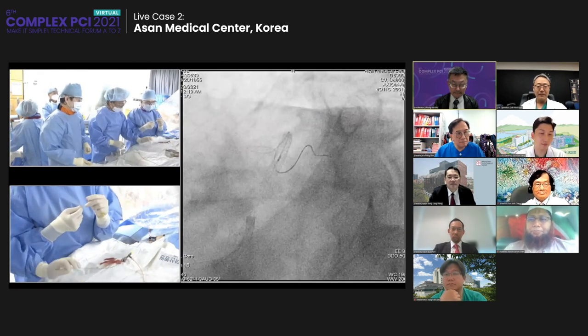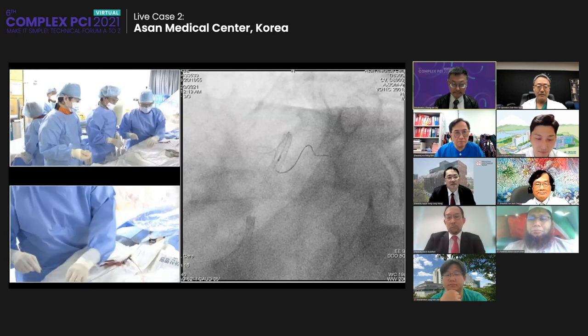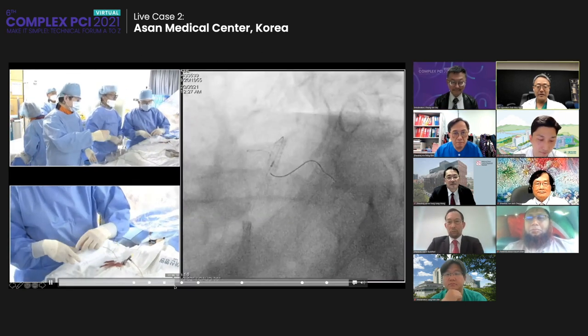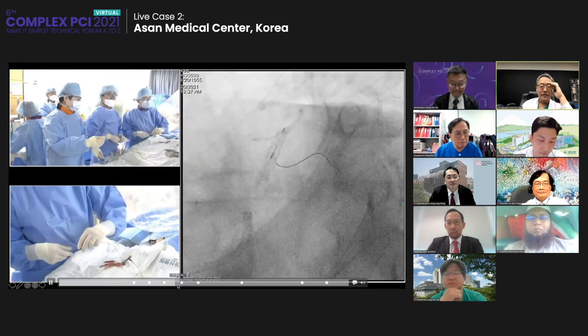A CTO or this kind of procedure, the concept is the same. This is a Sasuke catheter, with a thinner tip. Okay, got it.